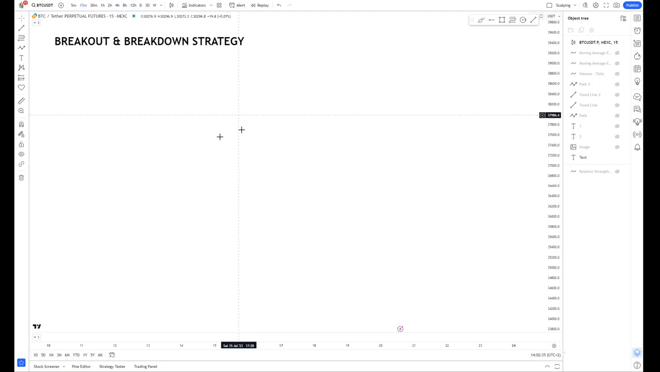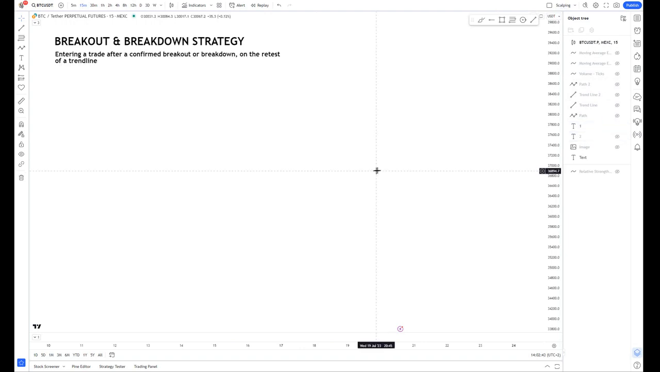So what is actually a breakout and a breakdown strategy? Well, in simple terms, it's just entering a trade after a confirmed breakout or breakdown of a trend line, and then you enter on the retest of that trend line.